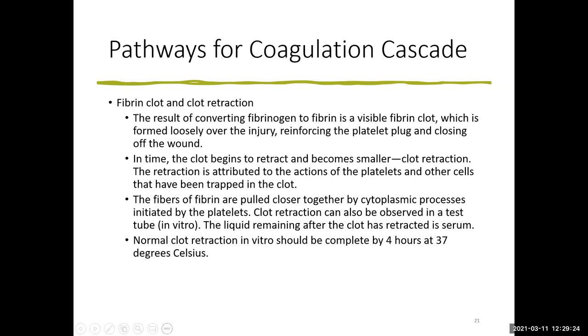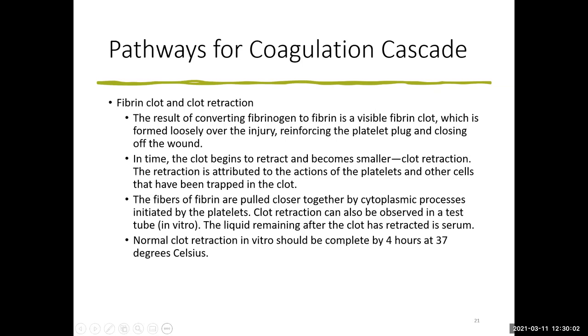So your fibrin clot, once it's formed, and clot retraction. Once that fibrinogen is converted to fibrin, you'll get that visible clot, formed loosely over the injury, which is reinforcing that platelet plug and finally doing that final seal over top of that injury. And then over time, that clot starts to retract and becomes a little bit smaller, smaller, smaller. As your tissue's healing, that clot's not needed anymore.